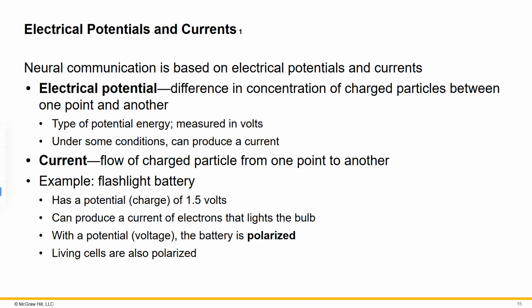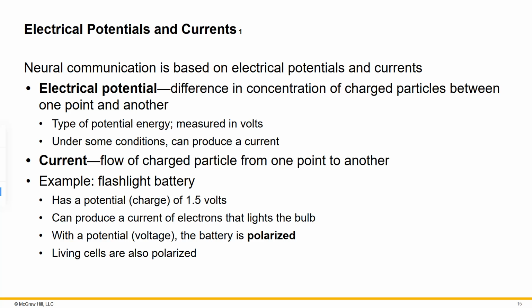Neural communication is based on electrical potentials and currents. Electrical potential is the difference in concentration of charged particles between one point and another. It's a type of potential energy, measured in volts. Under some conditions, it can produce a current. Current is the flow of charged particles from one point to another. Example: a flashlight battery has a potential of 1.5 volts and can produce a current of electrons that lights the bulb.